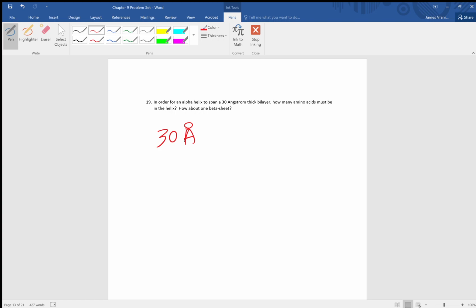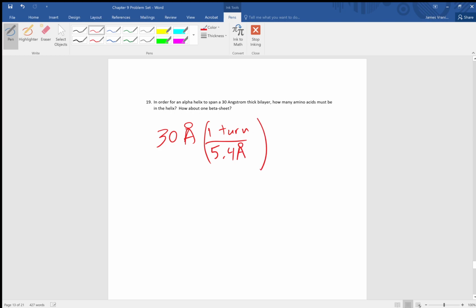Well, the relevant pieces of information are, first of all, how many turns of a helix give what height, basically. So we call this the pitch of the alpha helix, and we learned about this way back in chapter 6. All right, so the pitch of an alpha helix, for every turn, one turn basically occupies 5.4 angstroms.